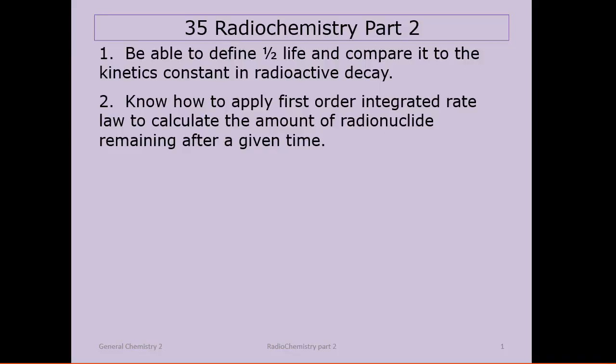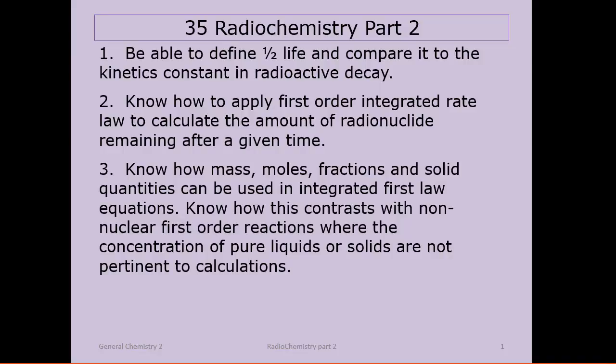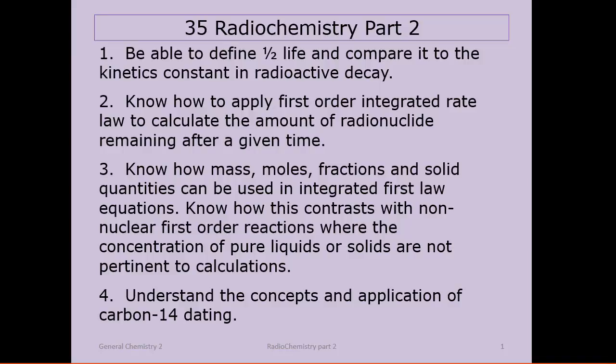I'd like for you to know how to apply first-order integrated rate law to calculate the amount of radionuclide that's remaining after a given time. I want you to understand how mass, moles, fractions, and solid quantities can be used in the integrated first law equations. Know how this contrasts with non-nuclear first-order reactions where the concentration of pure liquids or solids are not pertinent or not used in calculations. And finally, I'd like for you to understand the concepts and applications of carbon-14 dating.